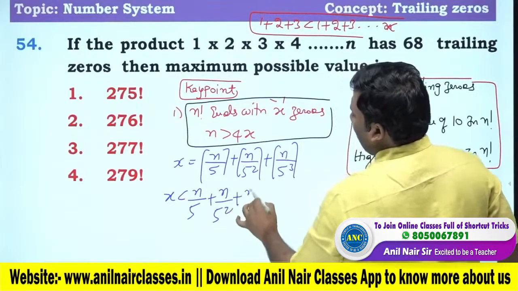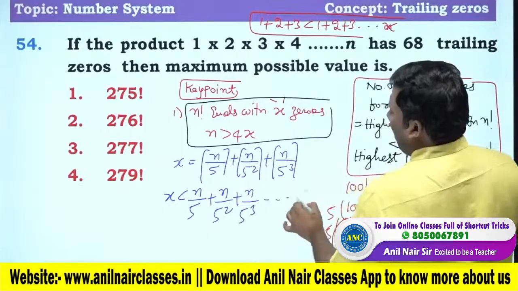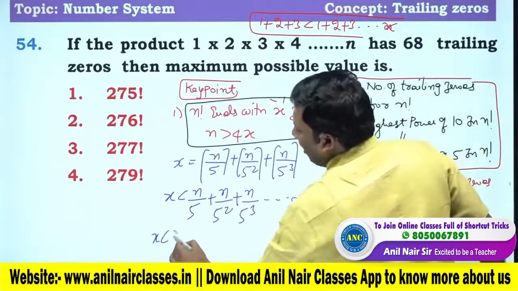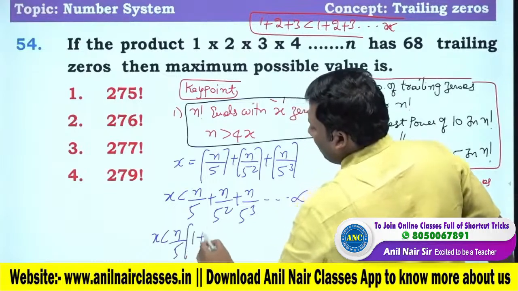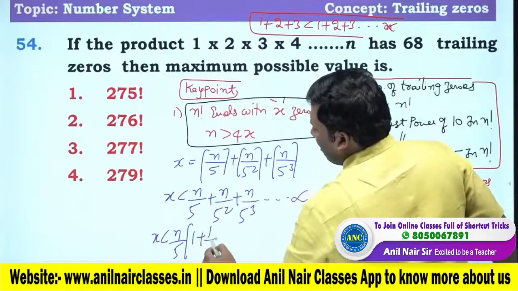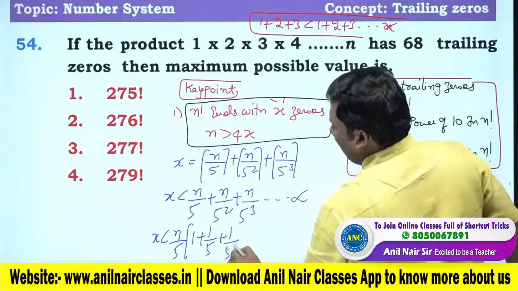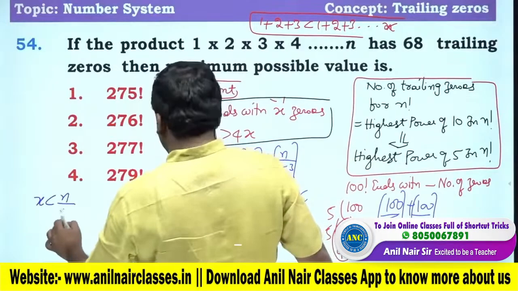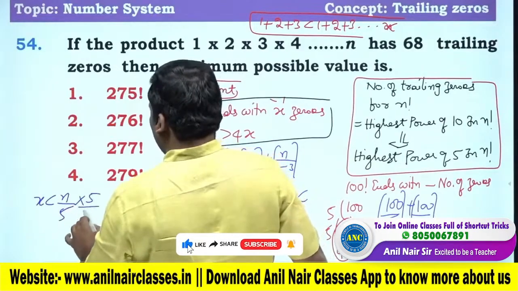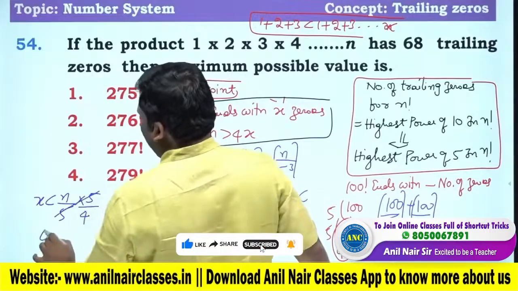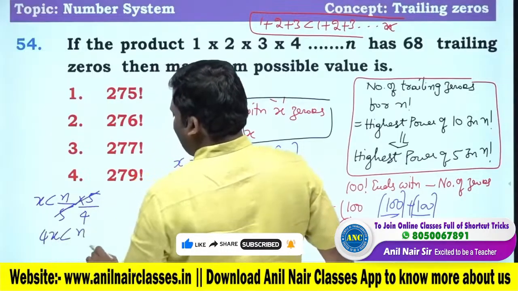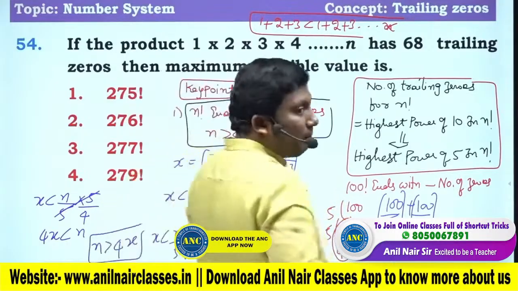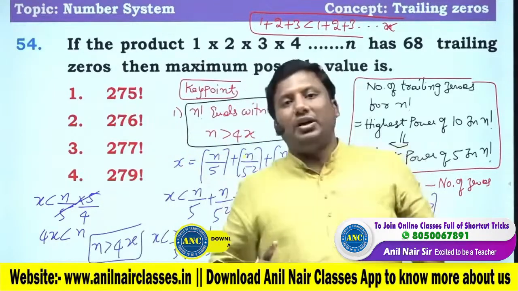n by 5, n by 5 square, n by 5 cube, and so on up to infinite. If I take n by 5 common, this will be 1 plus 1 by 5, 1 by 5 square, and so on. So x is less than n by 5 into 5 by 4. 4x is less than n. N is greater than 4x. Extremely important key point, sir. Very, very important key point.